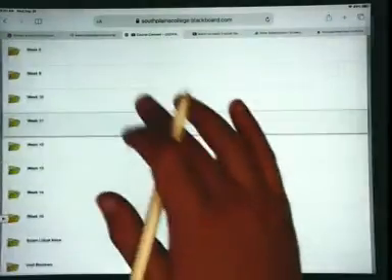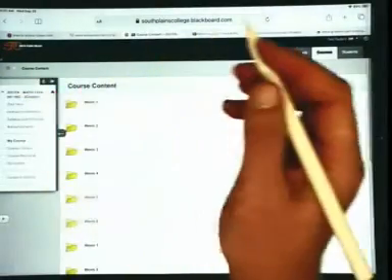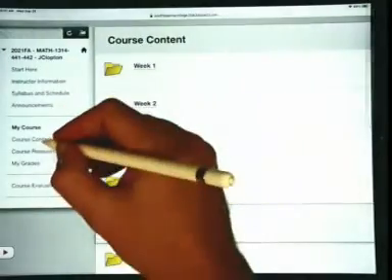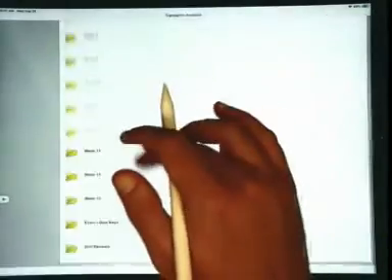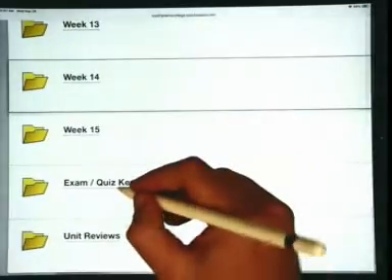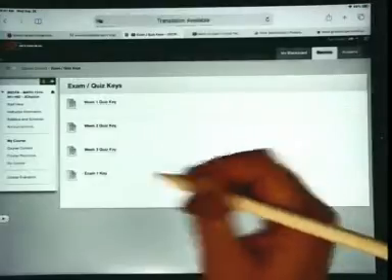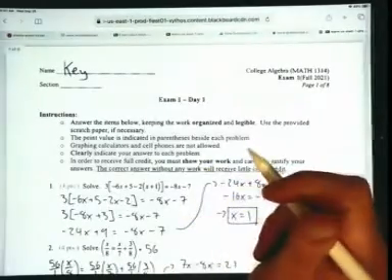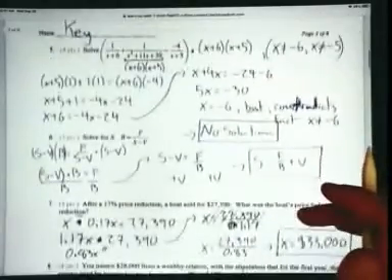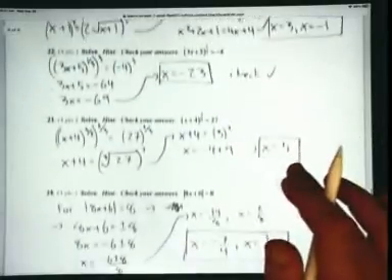So first of all, in Blackboard, if we go to course content, down here at the very bottom, exam/quiz keys, you have the key to exam 1. This is my key. This is showing all the steps that you would go through to solve these problems, all the problems in exam 1. So I would take an opportunity to maybe print this out or go through it, especially when you want to start comparing it to your own exam.